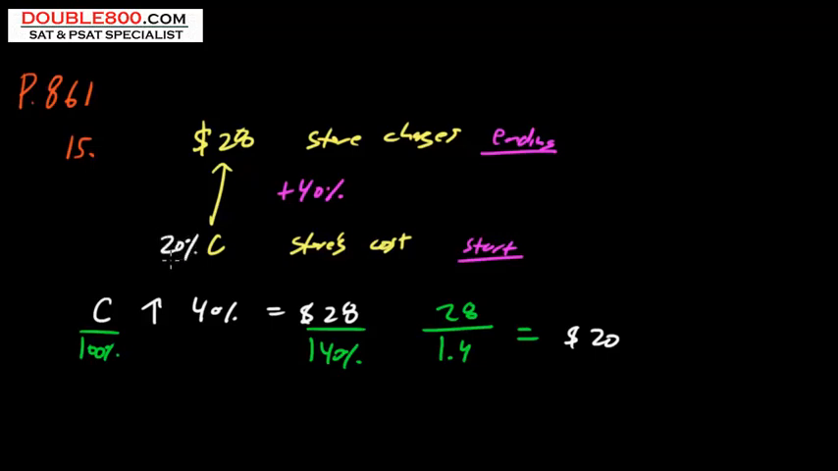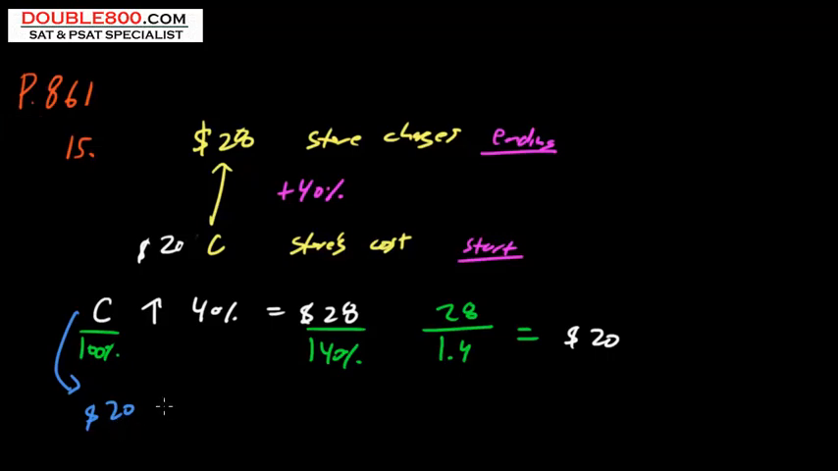Now let's read the rest of the question. At the end of the season, the employees can purchase any remaining sweater at 30% off the cost. We know the cost, we just figured it out, was, I don't know why I put percent there, but that's dollars. We know the cost is $20. So we're going to substitute $20. But the employees can buy any sweater at 30% off.